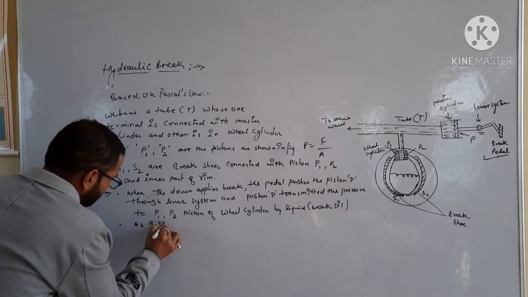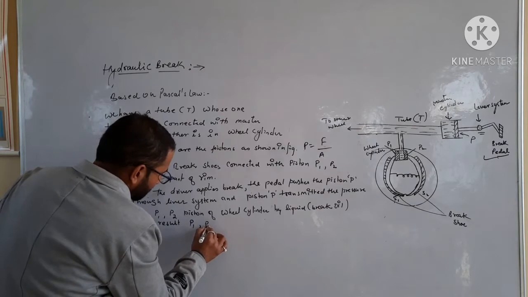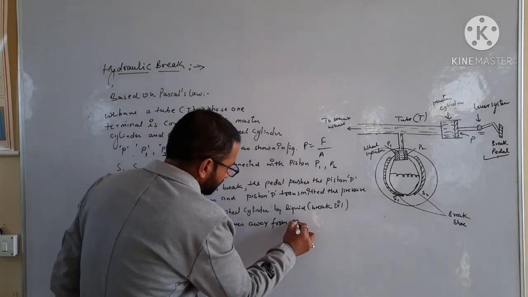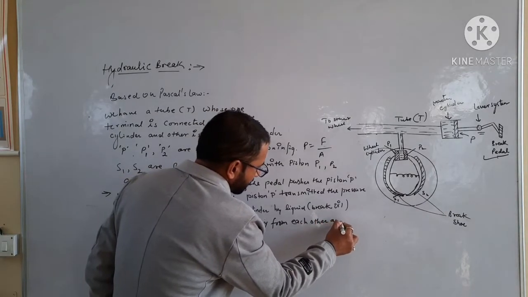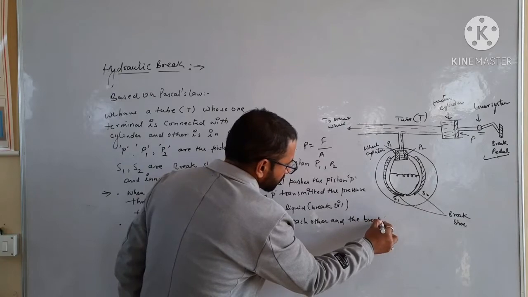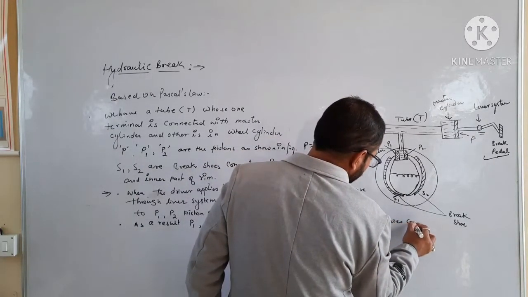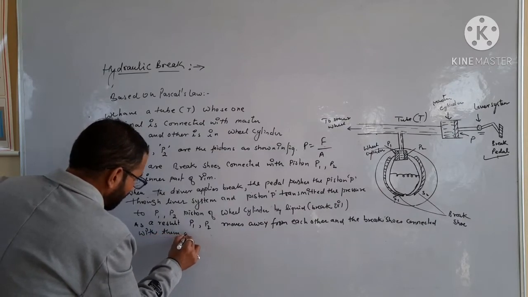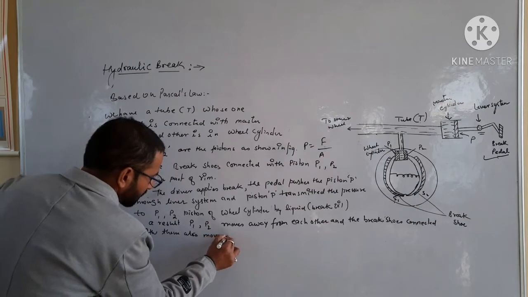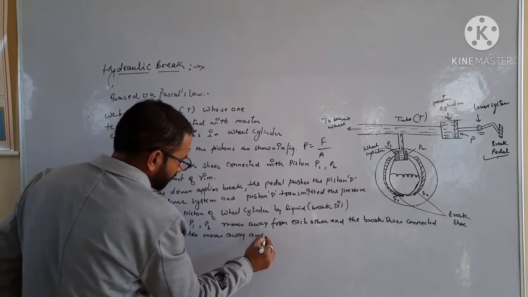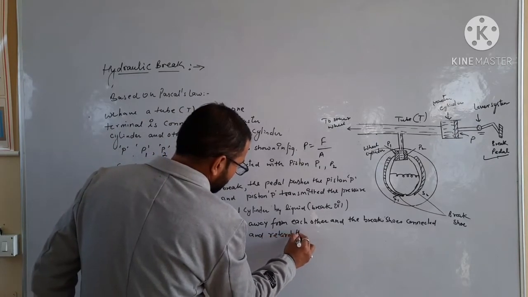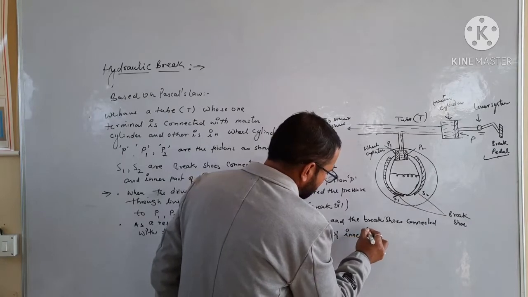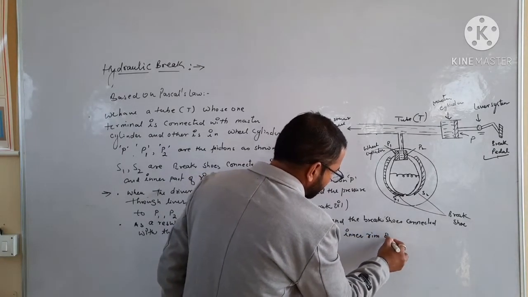As a result, P1, P2 move away from each other and the brake shoes connected with them also move away and retard the motion of the inner rim of the wheel.